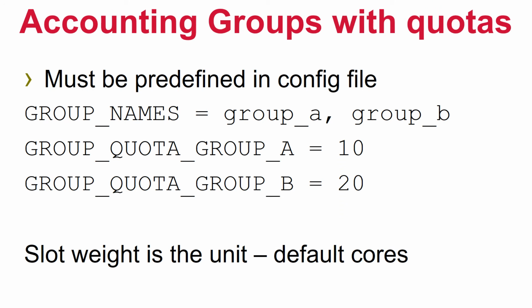How do we define accounting groups with group quotas? Well, each group must be predefined in the negotiator's config file in the GROUP_NAMES parameter. If you add new ones, a condor_reconfig will cause the negotiator to reread these groups. Then, each group can be given a quota by adding a line per group with the key name of GROUP_QUOTA followed by the group name. Accounting group names can be any string, but by convention, they all start with the name group underscore. The unit for these quotas defaults to core count, but in theory could be changed with the slot weight knob. Let's keep it as core count for now.